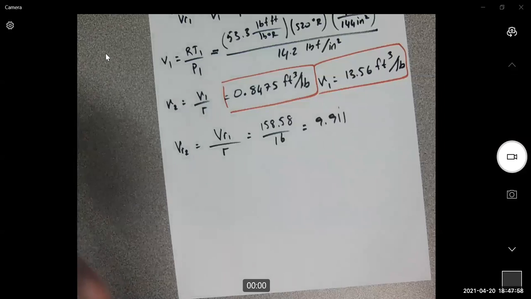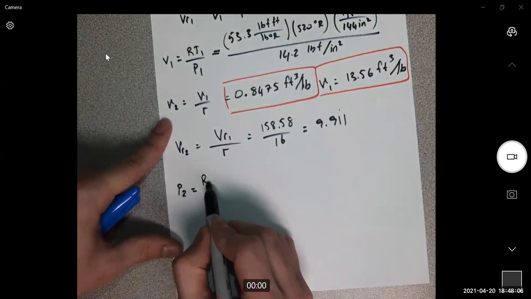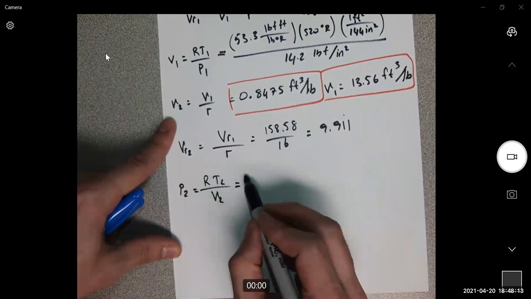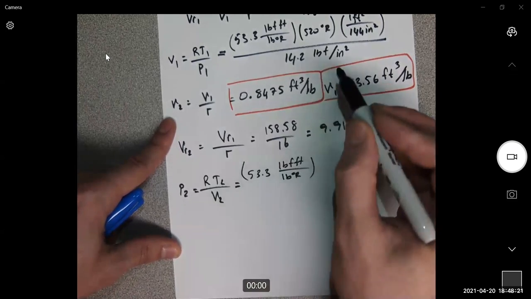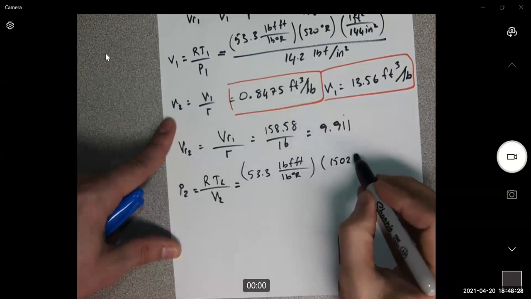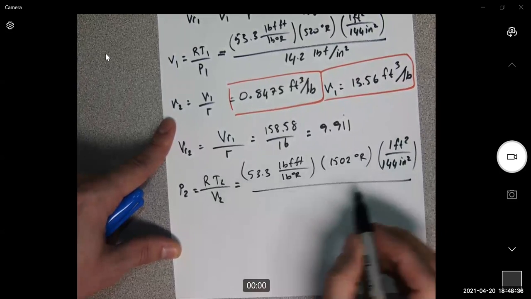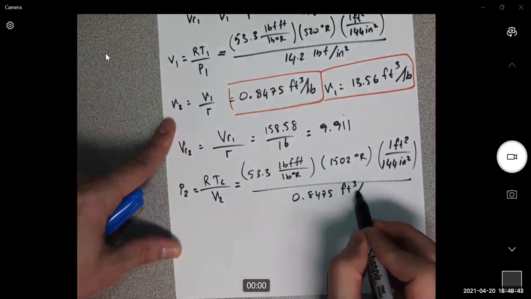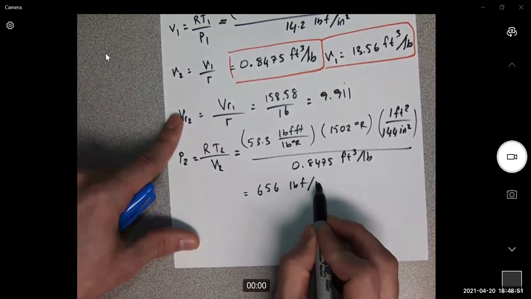Pressure at state 2 is RT2 over v2. I know all these now. Okay, and R is 53.3 pound force feet per pound degree Rankine times 1502 degrees Rankine, times 1 foot squared over 144 inches squared, divided by the specific volume 0.8475 cubic feet. Now P2 from here will be 656 pounds per square inch.